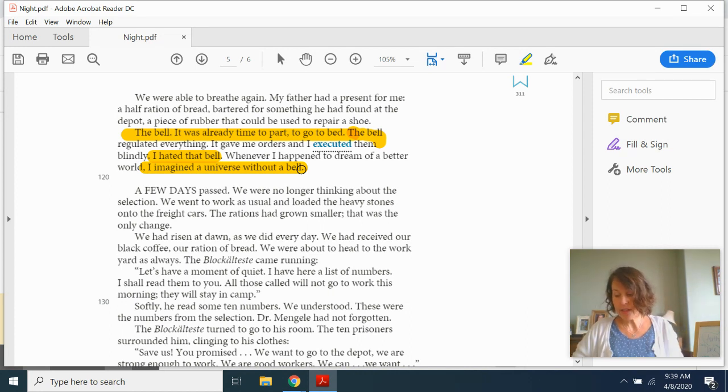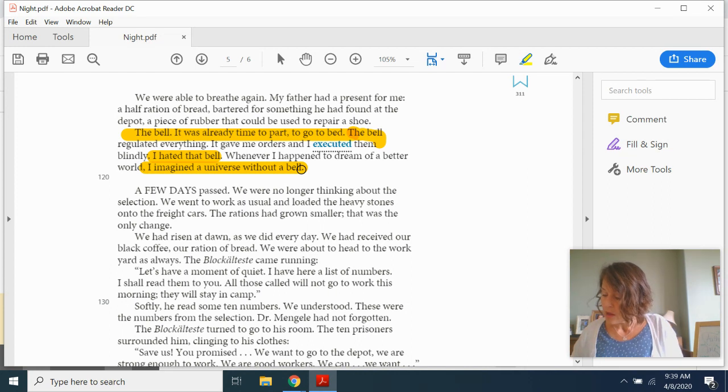And now, as the author, with his tone, he's trying to help you feel that, so that the mood that you walk away with, you might feel almost angry at the bell, or you might feel sad or somber, or you have those emotions because of the tone he created.